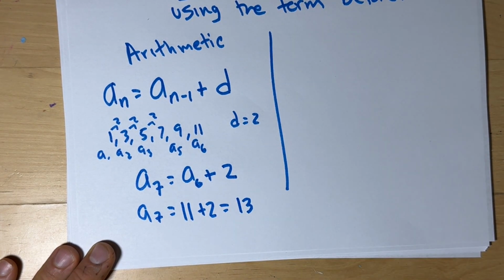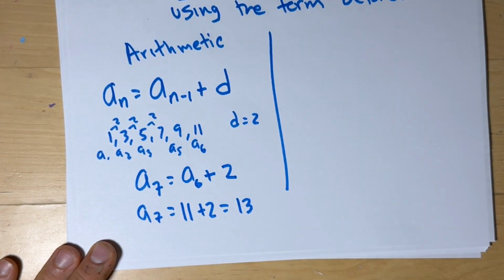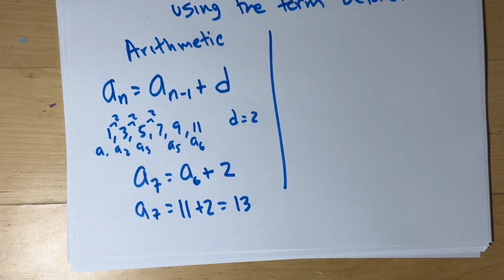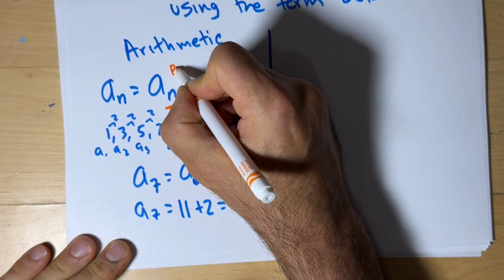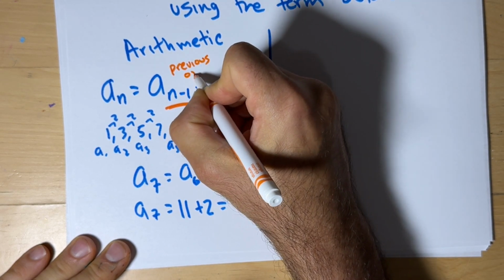which, right, is a lot of common sense. The next one, you just add 2, because that's the common number we keep adding. I think the only tricky part is just getting used to this. This means the previous one.